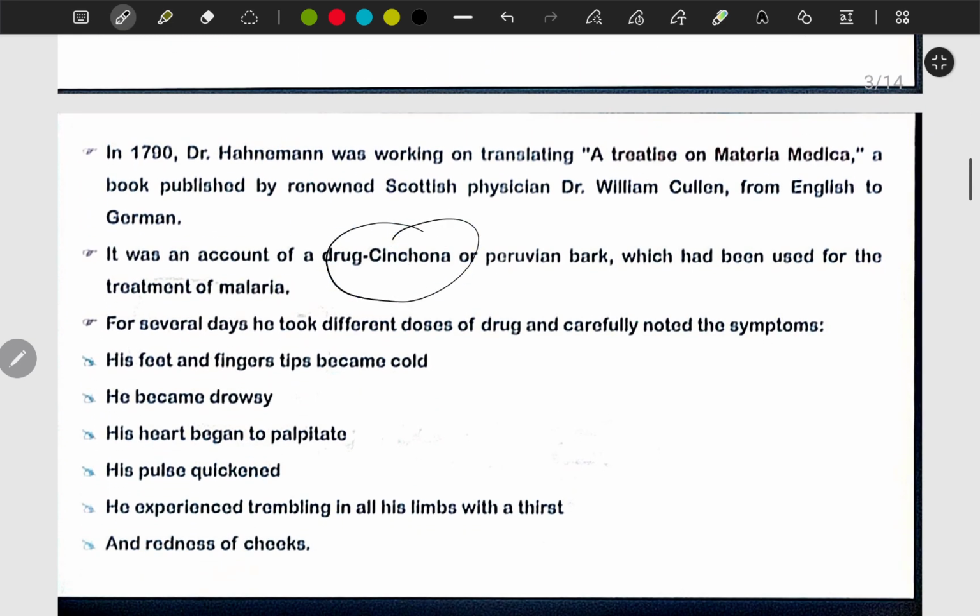The drug Cinchona has been used for the treatment of malaria. Several took doses and noted the symptoms. His feet and fingers became cold. He became drowsy. His heart became palpitating.